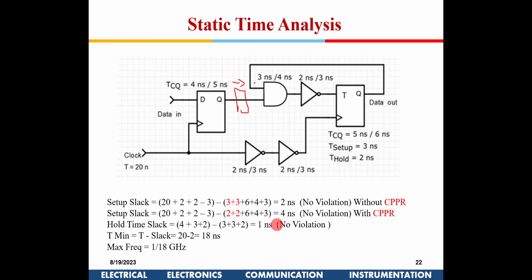So is it okay? Now if I have to find out the T minimum, this I have taken 20. Now I found that the slack is 2 out here. So 20 minus 2, it is 18. Now if I consider CPPR, then I can do 20 minus 4, which is 16. So the max frequency will be 1 by 16. Is it okay?